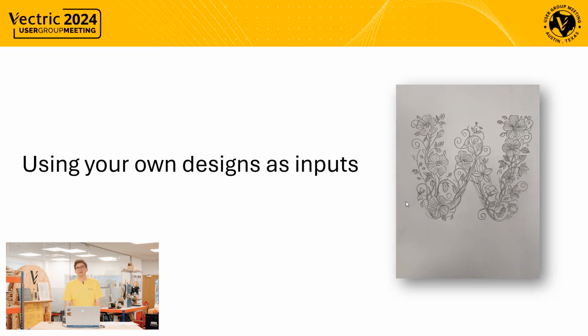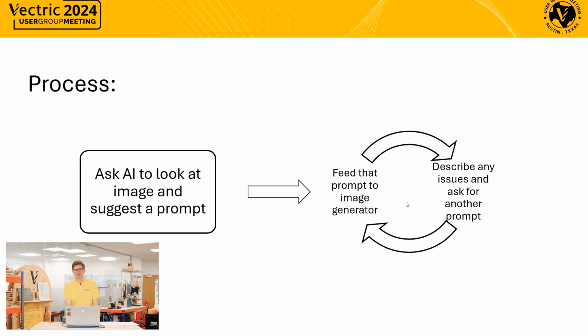There's one particular case of using the AI to help where I think this is really useful, and that's using your own designs as inputs. So here I've got this image. It's a letter, a W, made of floral elements. And let's suppose this was given to me by a customer, or I'd drawn it myself and I wanted to do a whole alphabet of them. Perhaps it was scanned from a book, something like that. But I want more of these letters. I want a letter S, say. How can I get from that image to a new letter?